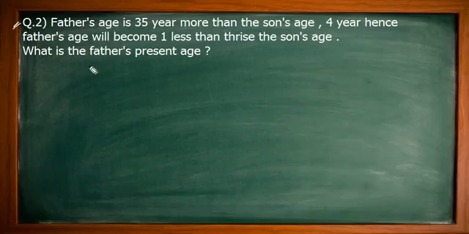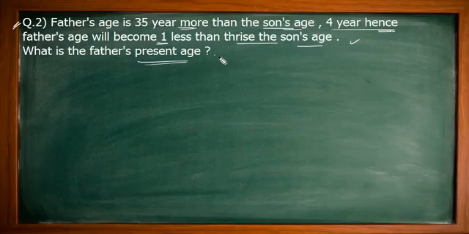Question number 2 is saying: father's age is 35 years more than the son's age. 4 years hence, father's age will become 1 less than thrice the son's age. What is the father's present age? Okay, so this is our question right now. Solve in the previous way that I have told you.